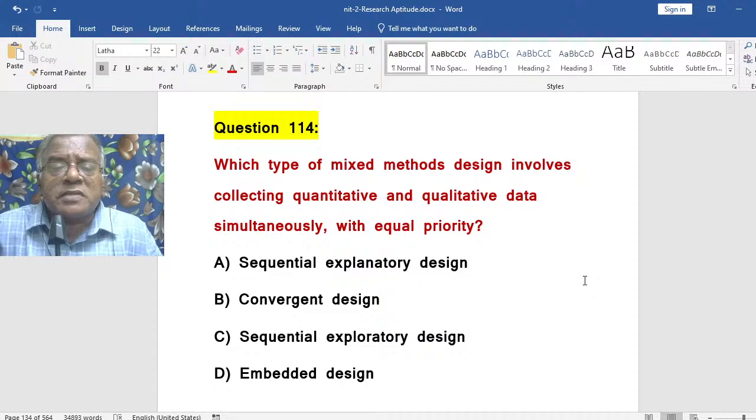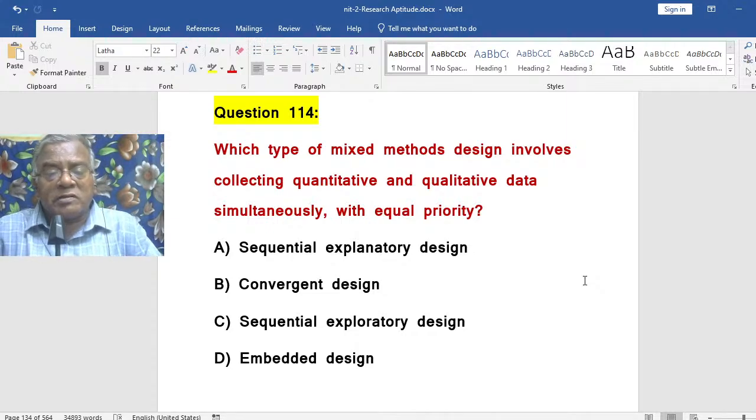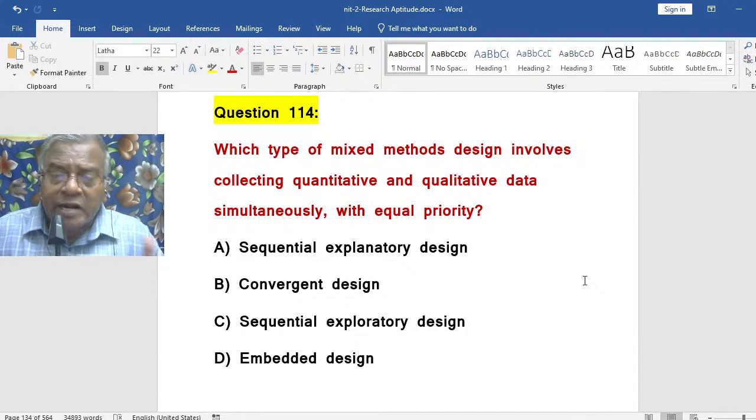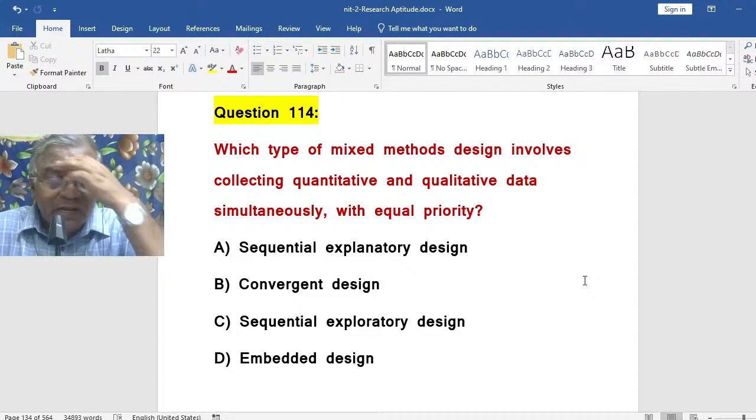Which type of mixed methods design involves collecting quantitative and qualitative data simultaneously with equal priority? This is how there are three types we were talking about. What is that? Sequential explanatory design, that we know. First qualitative results, then quantitative results, sequential. And convergent design, that is the correct answer.